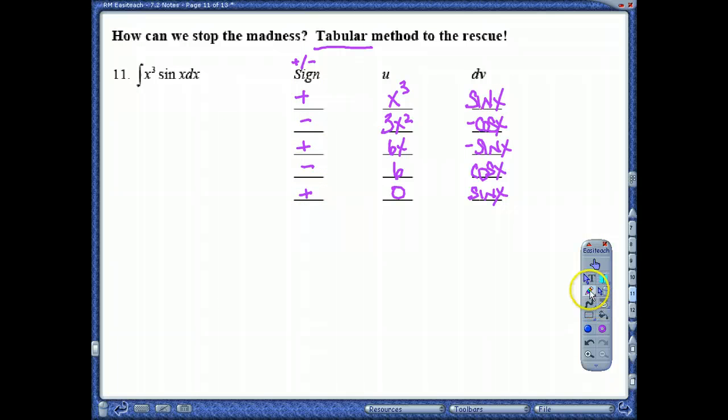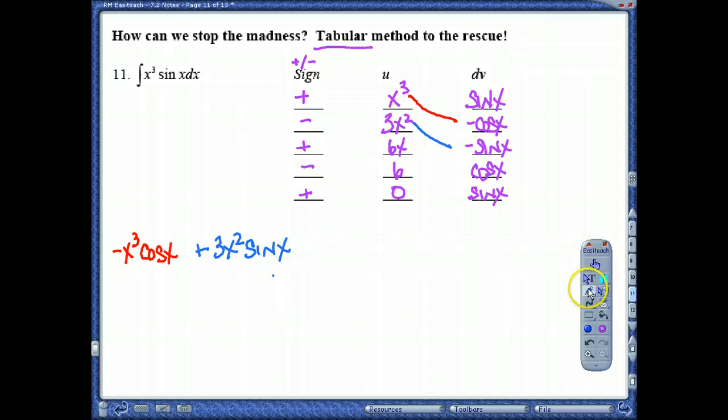Then we do our rows. So when we're doing this, we're going to have positive x to the third times negative cosine of x. So that's going to be negative x to the third cosine of x. And then my next column is the next diagonal, minus 3x squared times negative sine, which is going to be plus 3x squared sine of x.